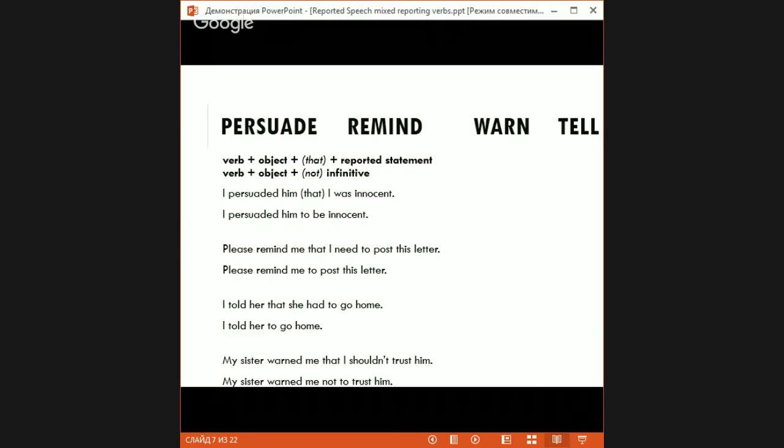The next we have a big group, persuade, remind, warn, and tell. After these verbs, we can use object and then reported statement, or object and infinitive, such as, I persuaded him that I was innocent. I persuaded him to be innocent. Please remind me that I need to post this letter. Please remind me to post this letter.